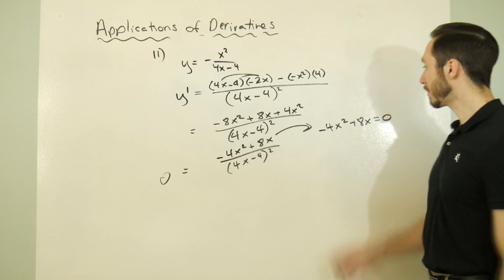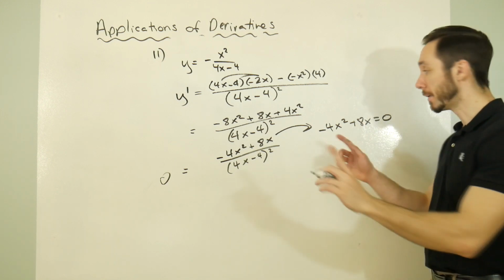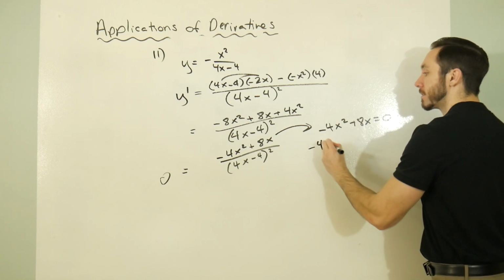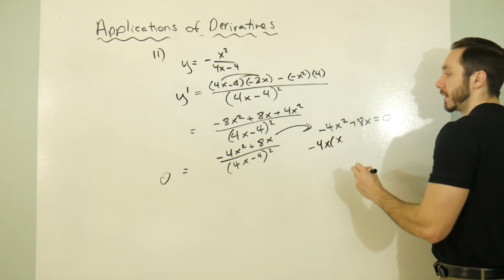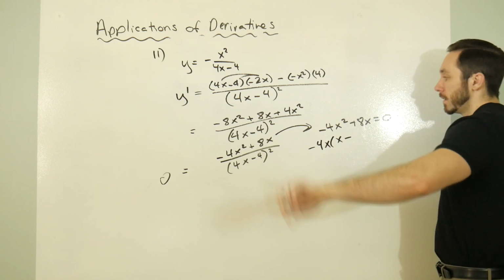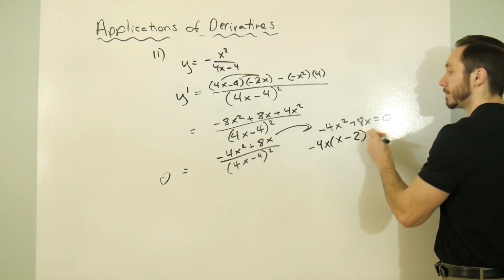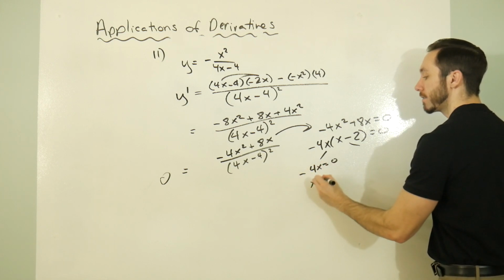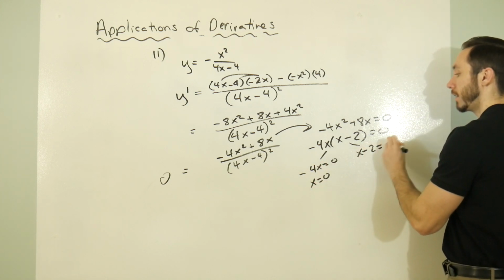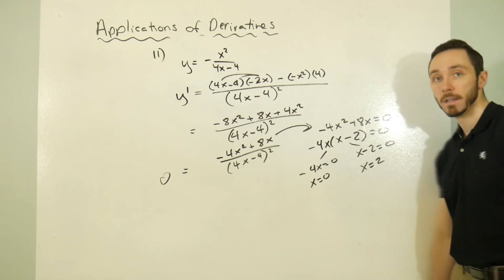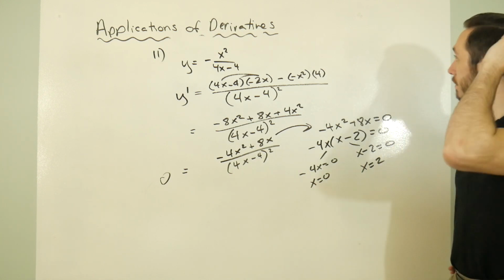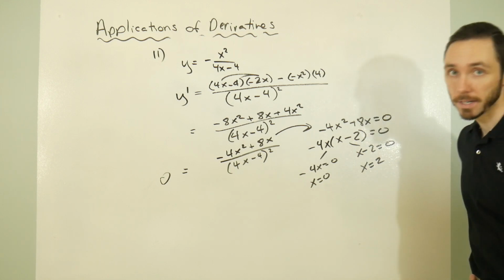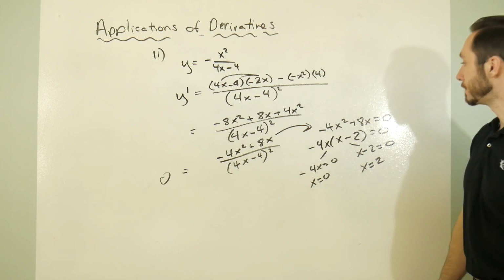This is a simple quadratic. No need for the formula when we know how to factor. We can pluck out a 4x, making a normal x on the inside minus 2. So setting these to 0, we end up getting an x value of 0 and an x value of 2. These are my critical points when I potentially switch signs. I have to test for them on a number line thereafter.